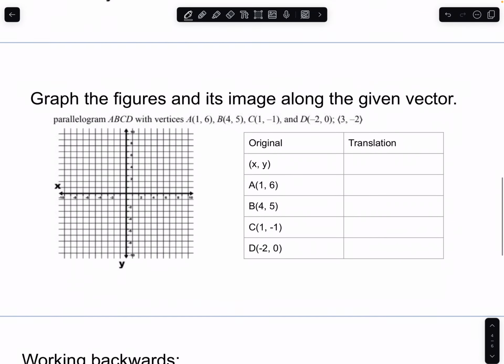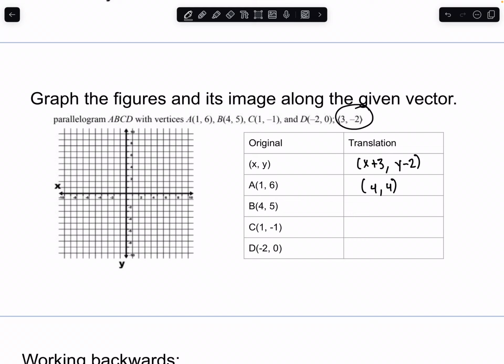Let's try another example. Here we can do it on the graph. We can also plot it. Our goal here is to follow this vector notation. The first value represents the horizontal shift. Since it's a positive 3, we're going to say that this is going to be x plus 3. And since it's a negative 2, we're going to say that this is a vertical shift in the negative direction, so y minus 2. All I really have to do is go to the points and then do 1 plus 3 gives me 4. 6 minus 2 gives me 4.